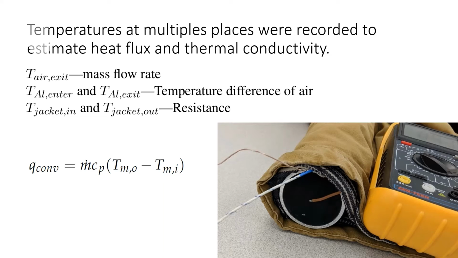We needed to get temperature measurements at different places of the setup to calculate values required for calculating the thermoconductivity. We measured the exit temperature of the air to calculate the mass flow rate. We measured the surface temperature of the cylinder at either end to get an estimate of the temperature difference of the air. Finally, we measured the temperature on the inside and the outside of the jacket at the middle of the cylinder to use the formula on screen to get the overall heat transferred.